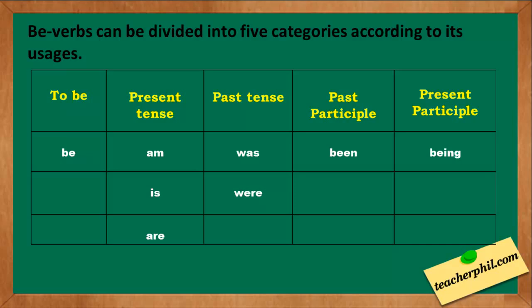For to be verb, there is only one, be. For present tense, we have am, is, and are. For past tense, we have was and were. For past participle, been. And for present participle, being.